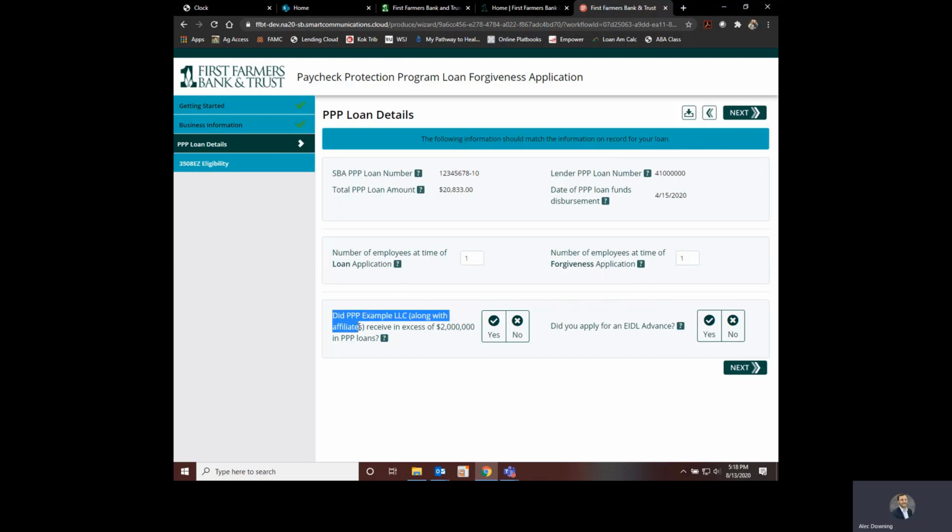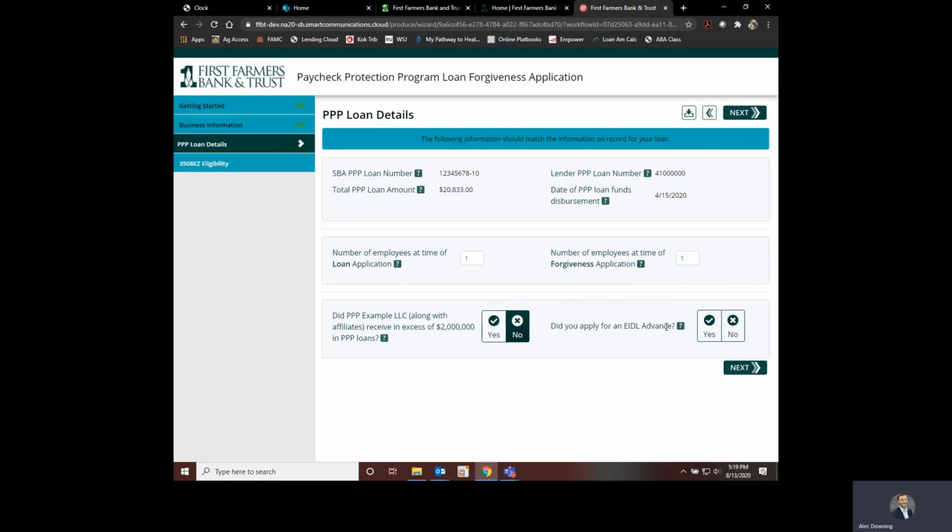Now it's asking this question: did the PPP Example LLC, so the company, along with its affiliates, receive in excess of $2 million in PPP loans? So if I had this company that had 2833 in PPP loans, and I had another related entity that got a loan for $2 million, I would click yes. But in the very vast majority of our cases, you and all of your affiliate companies probably did not receive in excess of $2 million.